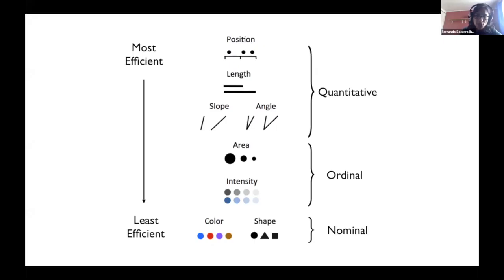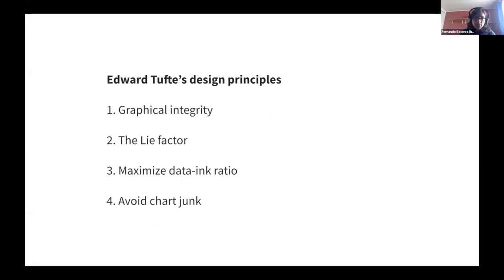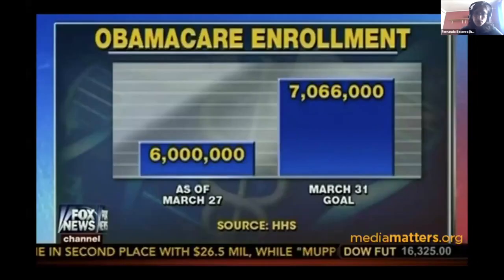But color and shape can be very useful for other kinds of data, when there are different groups of data, for example. By the way, because angle is not so easy to distinguish, that is one of the reasons why pie charts are so bad for this. We will prefer bar charts, and we're going to see some examples of that later. There are some design principles defined by Edward Tufte that are really useful once you start thinking about how to present information. Those are: first, graphical integrity; two, the lie factor; three, maximize data-ink ratio; and four, avoid chart junk. So let's see some examples of each one.